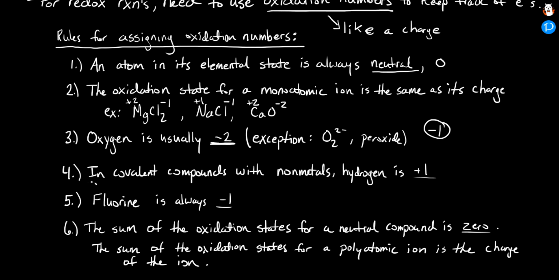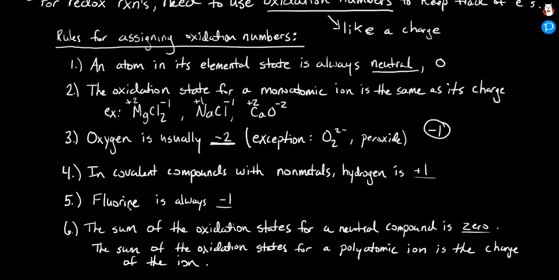Number 4, in covalent compounds with nonmetals, whenever you have hydrogen, so when hydrogen is in a covalent compound with a nonmetal, it's typically going to be +1, okay? Number 5, fluorine is always -1, so no exceptions to that one.